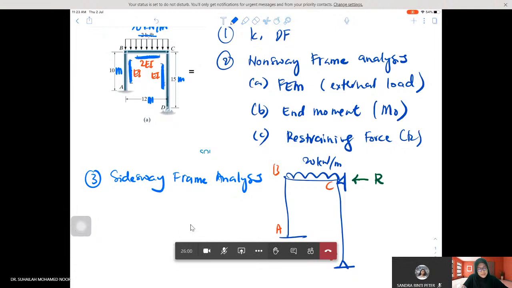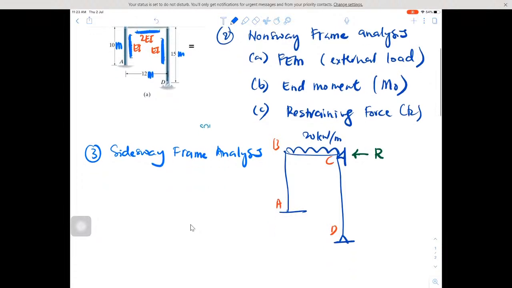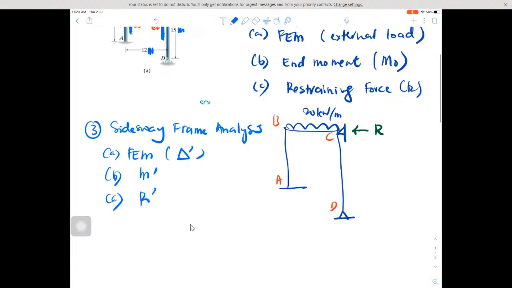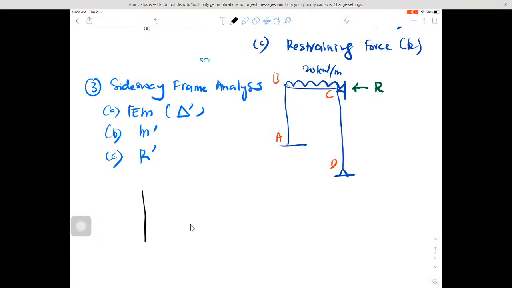Okay, side sway frame analysis. Step number 3, side sway frame analysis. We are going to analyze the end moment M prime. Step 3A, FEM due to delta prime. B, we have to calculate the end moment M prime. And C, we have to calculate the restraining force R prime. The diagram for step number 3 is this one.